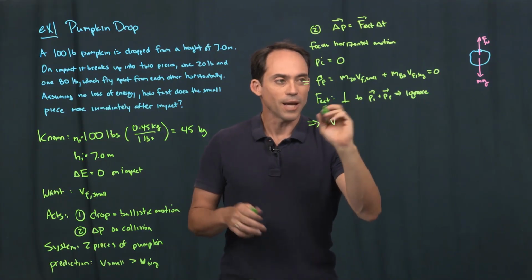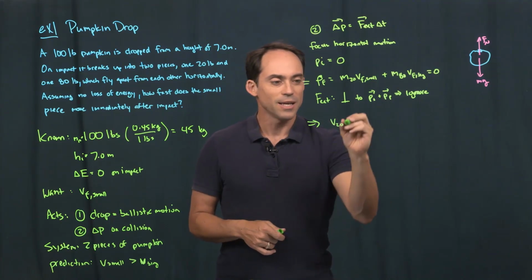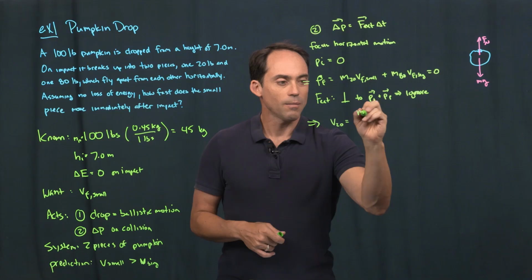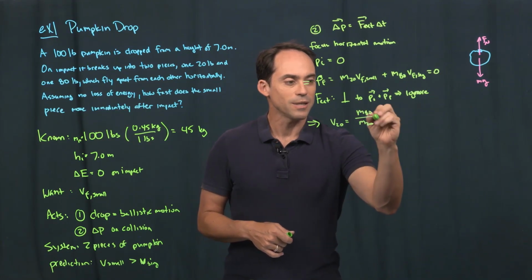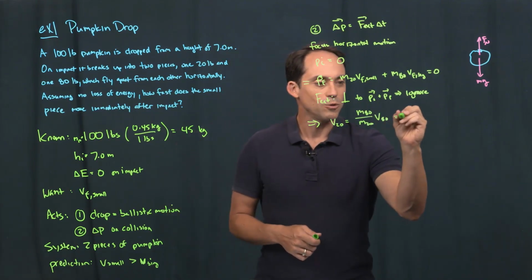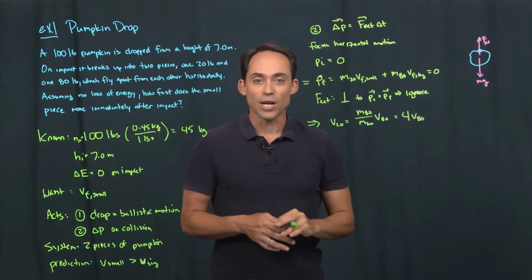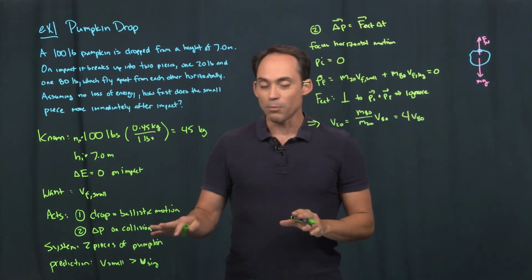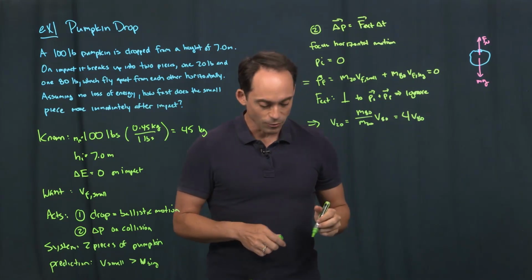So I'm going to actually change my notation here. The speed of the 20-pound mass is equal to the mass of the 80-pound piece divided by the mass of the 20-pound piece times the speed of the 80-pound piece. And of course, that's equal to 4 times the speed of the 80-pound piece. So we've confirmed our prediction that the small piece is moving quite a bit faster than the large piece, by a factor of 4.